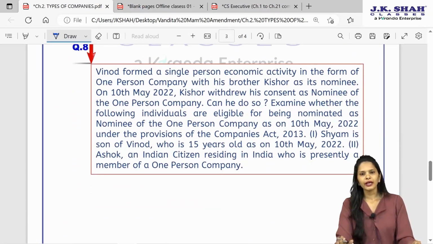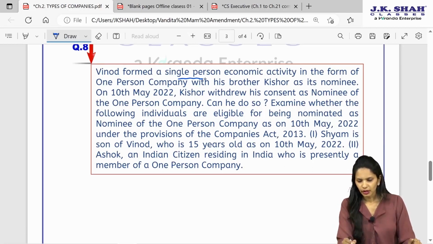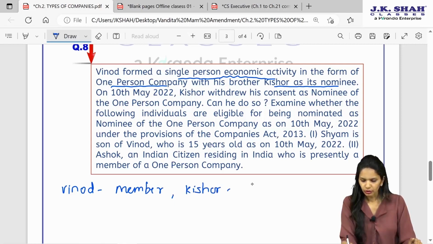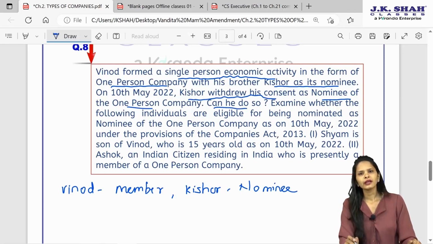Going to the next one. Again, this is relating to an OPC. So, Vinod formed a single person economic activity in the form of an OPC with his brother Kishore as its nominee. Okay. So, who all are the members of the OPC? Currently, Vinod is the member, and who is the nominee? Kishore is the nominee. Okay. Now, on 10th May, Kishore withdrew his consent as a nominee of the OPC. Can he do so? Can the nominee withdraw the consent?